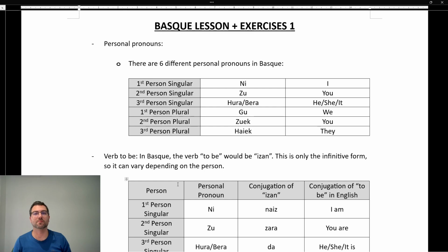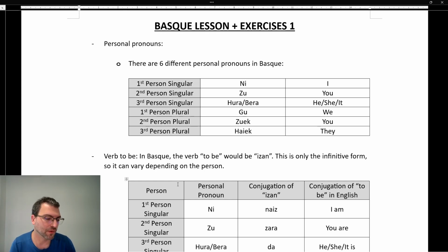So the first thing we all learn are the personal pronouns. As in other languages, we have 6 different personal pronouns depending on the person. The first person, myself, would be I in English, and in Basque it will be ni. The second one, you, would be zu. For the third one, the he, she, it would transform into ura and bera.